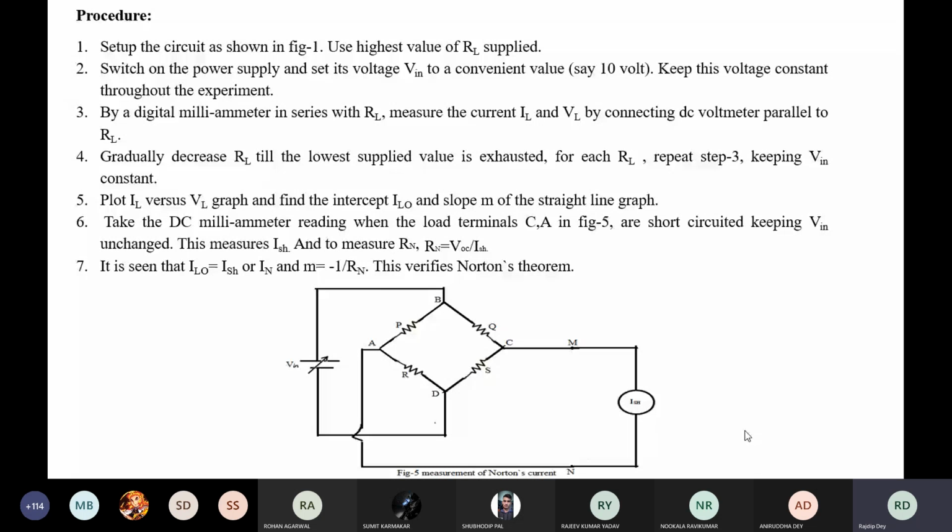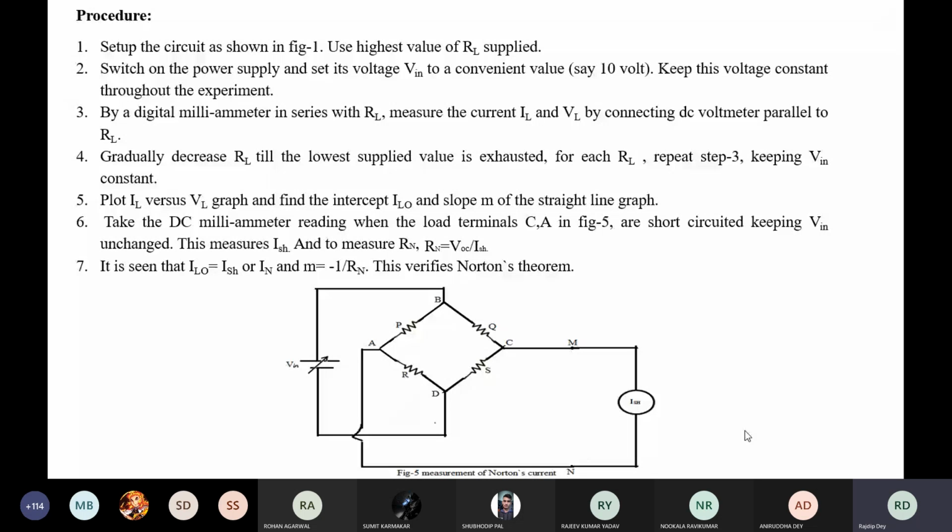Now what is number 3? With the ammeter and voltmeter, we'll measure the load current and load voltage. Then what is our step number 4? We gradually increase or decrease the RL value, and for each RL value we'll repeat step 3. That means we have to measure VL and IL, keeping Vin constant. So Vin is constant for the total experiment. We have to change the RL value, and accordingly measure VL and IL.